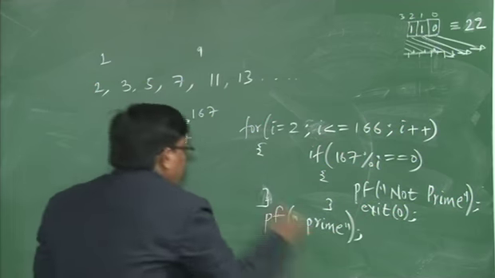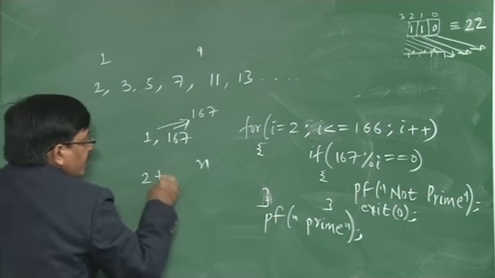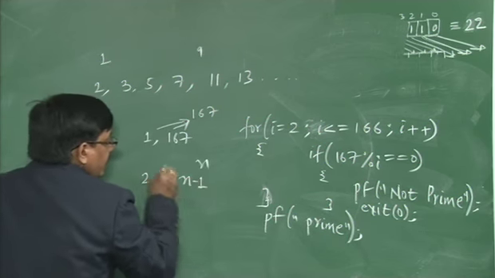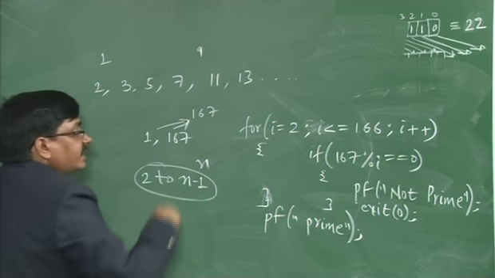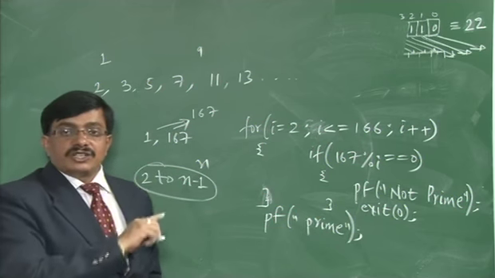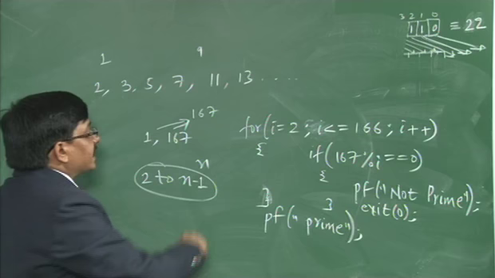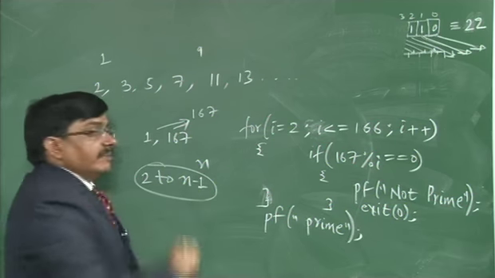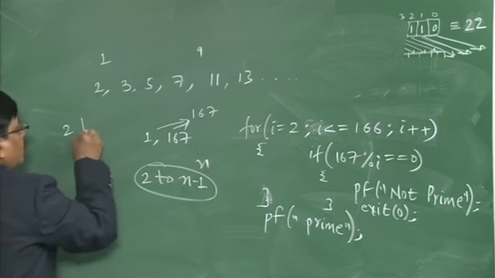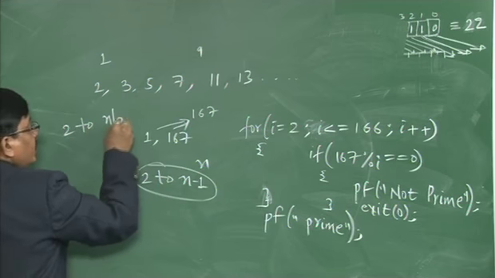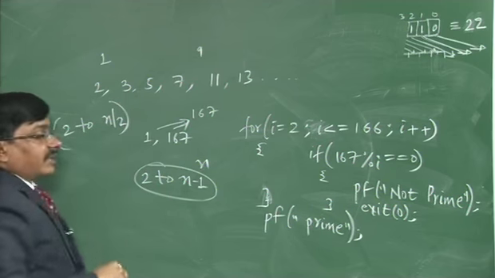So, if the given value is n, then from 2 to n minus 1, one by one I check every number whether it will divide n or not. This is one logic. The other logic is that it is not necessary to go up to n minus 1. Another logic is that 2 to n by 2 is sufficient to check whether a number is a prime or not.